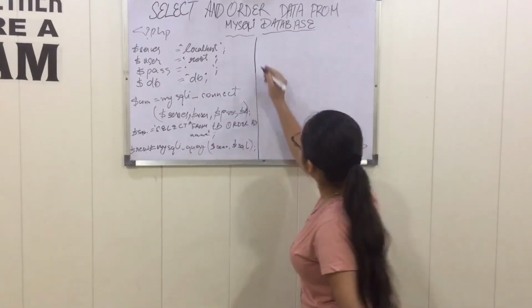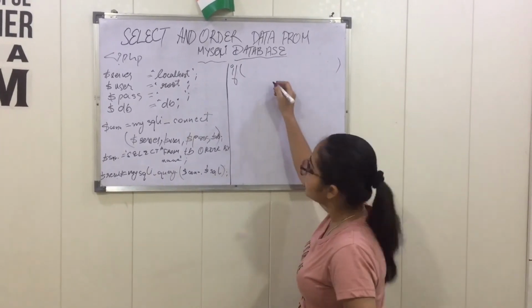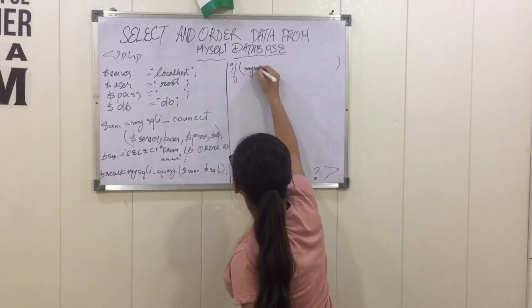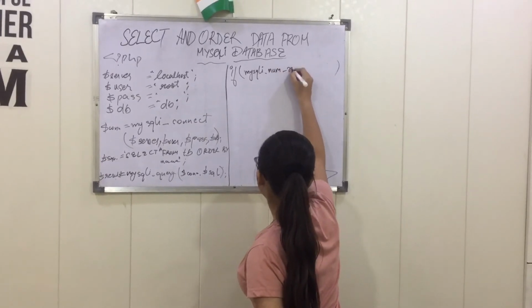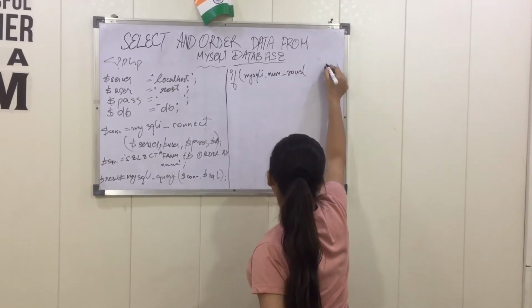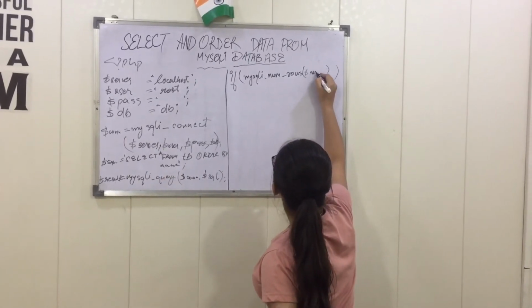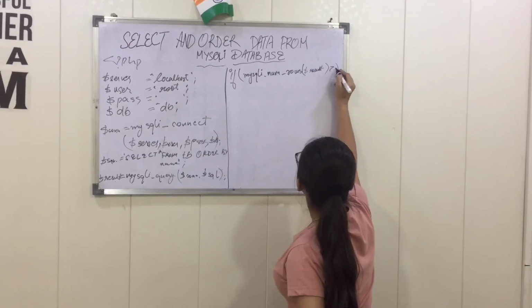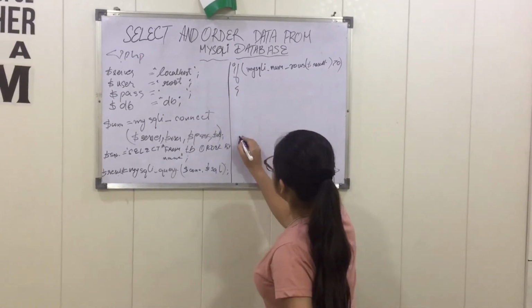So after that we will go to the if statement. In between this, we are asking for mysqli_num_rows, that is the number of rows, of the variable $result. If that is greater than 0, then proceed. After that, curly braces start and end.